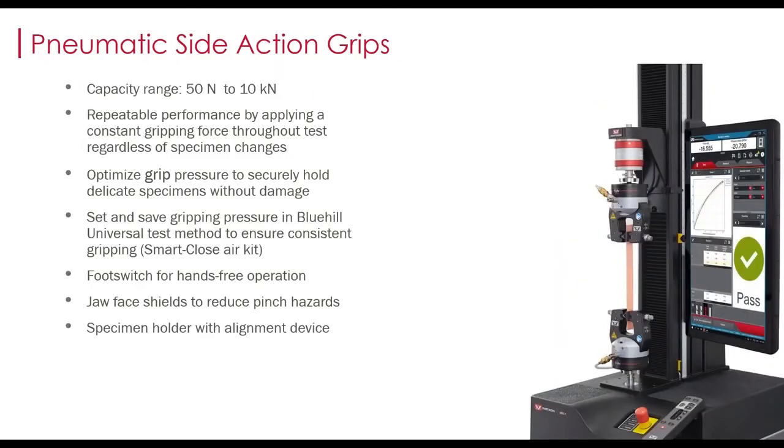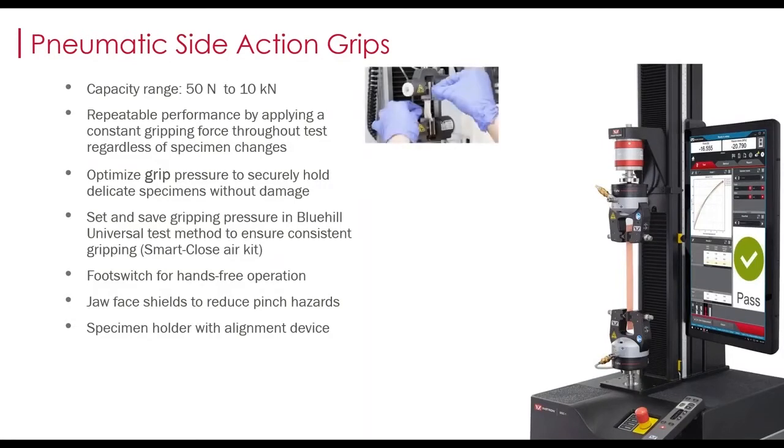Pneumatic side action grips are another flexible gripping solution for a wide range of materials. They use a pneumatic cylinder to exert a constant gripping force on the specimen throughout the test. Even if the specimen thickness changes significantly, such as it might for a soft tissue, the constant gripping force ensures the specimen will be firmly held. The gripping pressure can be optimized to hold a particular specimen securely without damaging it. Using pneumatic grips ensures consistency when a test is being run by multiple operators and even in multiple labs.